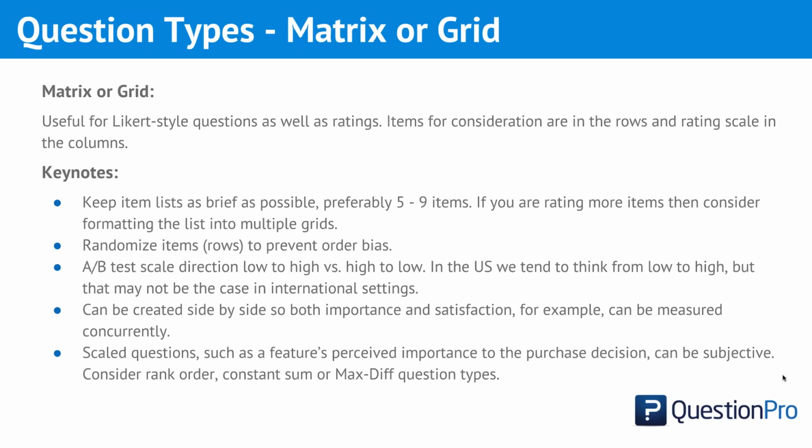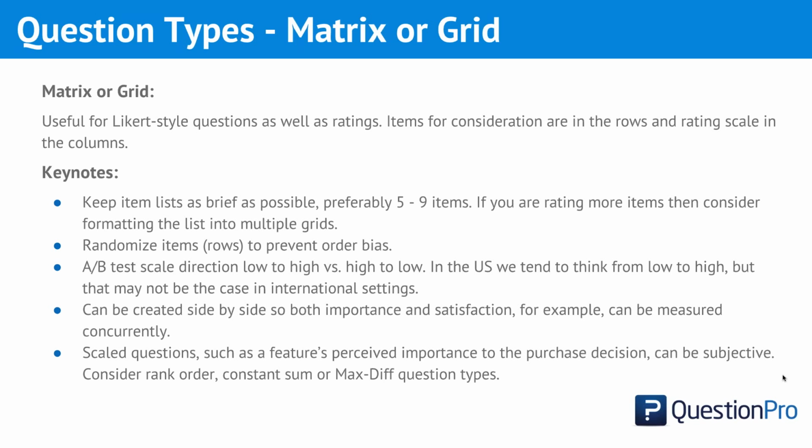Excellent. Getting back to question types, we've talked about single select, we've talked about multiple response. Now we're going to get into a section where the questions are a little bit more complex. These are questions that you typically see in the body of your survey. Matrix or grid questions are useful for deploying Likert style questions or questions such as ratings, strongly agree to strongly disagree. These common questions are seen typically in a grid. The items for consideration are going to be in your rows, and whatever rating scale you're using, again, strongly disagree to strongly agree might be 1, those would be in the columns.